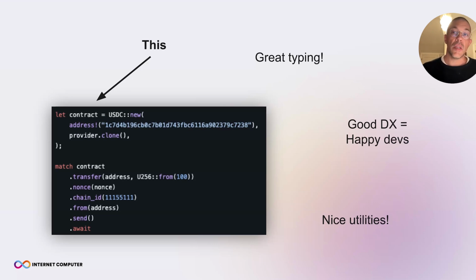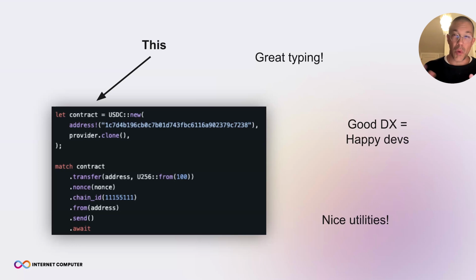So basically, to send an Ethereum transaction from a Rust-based canister, in this case, you would only initiate the contract from the ABI, the JSON-based ABI that you can download from Etherscan. You see on the top line there, we initiate the USDC contract with the address and the provider that we set up earlier. And once you have the contract initiated, you have fully type-safe methods to interact with. So in our case, we interact with contract.transfer, and we submit it with a nonce.